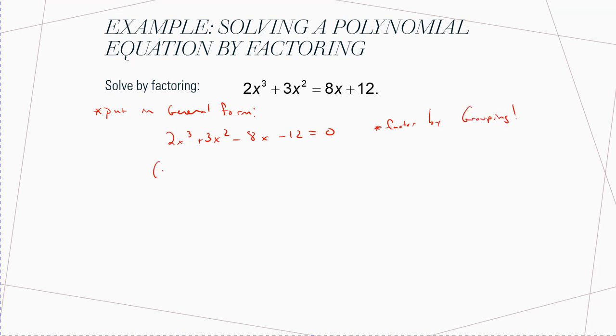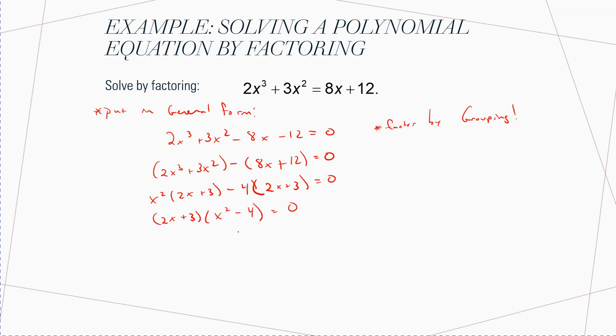I'm going to group the first two terms together: 2x cubed plus 3x squared. Now notice when I put a minus here and then a parenthesis, it's going to change the sign. So minus 8x becomes plus 8x inside, and minus 12 becomes plus 12. What are you going to factor out? You're going to factor out an x squared here, so you're left with 2x plus 3. You're going to factor out a 4 here, so minus 4, and you're left with 2x plus 3. Notice how they each have a 2x plus 3. Now here's what's interesting. Look what's left: x squared minus 4.